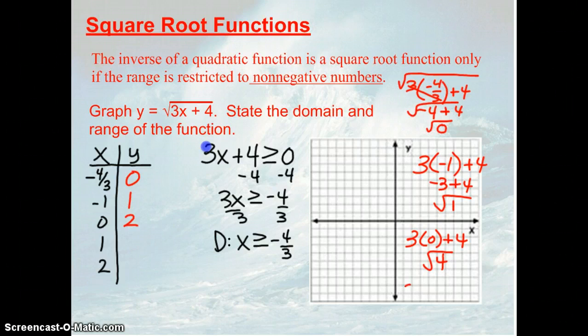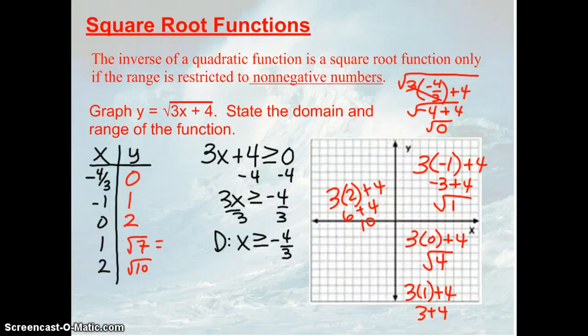If we put a 1 in there, 3 times 1 plus 4. We get 3 plus 4. We get the square root of 7. And then we put a 2 in there, 3 times 2 plus 4. 3 times 2 is 6, plus 4 is 10. So we get root 10. Now, if you're not for sure on these square roots, you can go ahead and convert them to decimals. Using my calculator, I know that the square root of 7 is 2.6. I know the square root of 10 is 3.2.